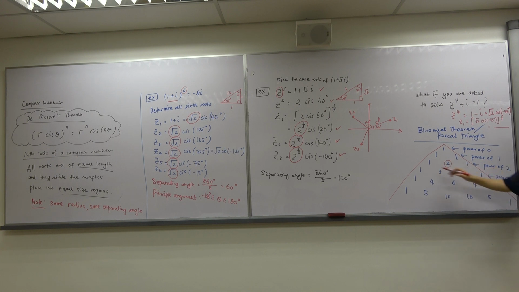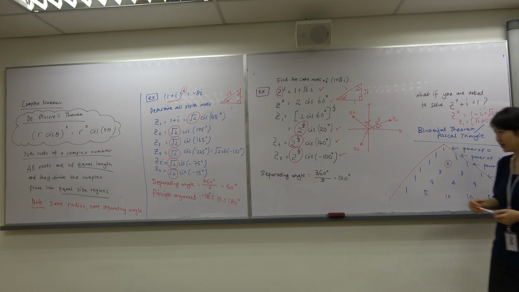What about the next row? Again, 1 to start, 1 to end. How did I get 3? 1 plus 2 is a 3. 2 plus 1 is a 3. And accordingly, you will develop a never-ending triangle. Yeah. So what is the use of the Pascal triangle or binomial theorem? It is for you to expand brackets accordingly. The first row is for you to expand a bracket to the power of 0. The second is to expand brackets to the power of 1. And the third is to expand brackets to the power of 2.